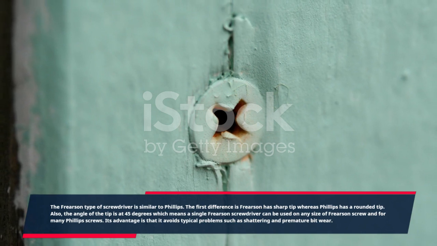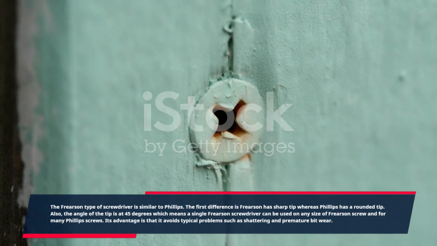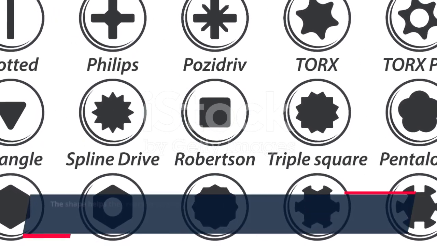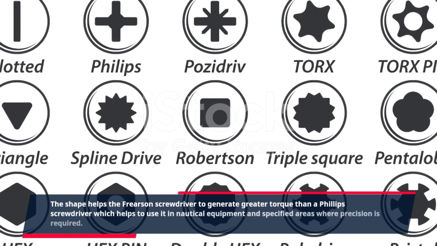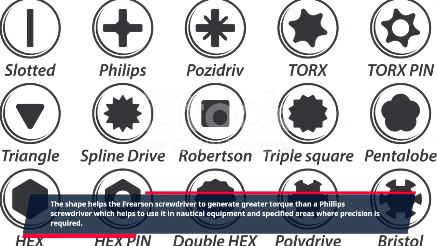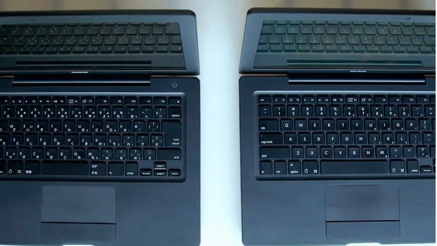Its advantage is that it avoids typical problems such as shattering and premature bit wear. The shape helps the Frearson screwdriver to generate greater torque than a Phillips screwdriver, which helps to use it in nautical equipment and specified areas where precision is required.